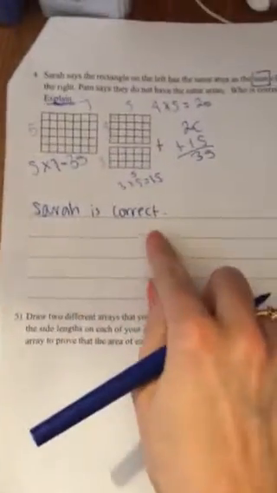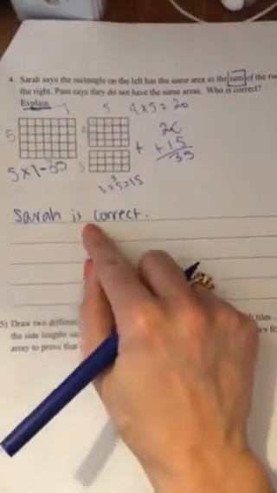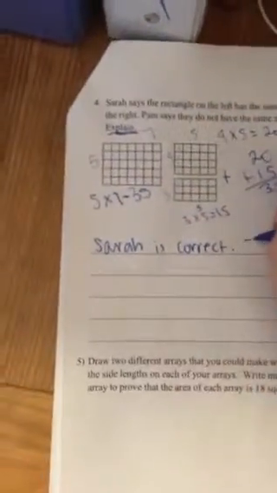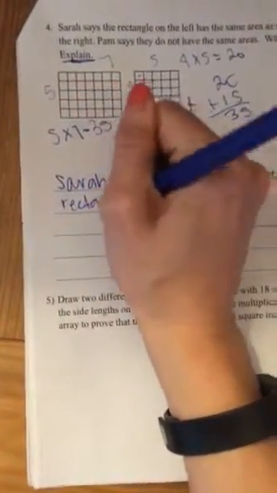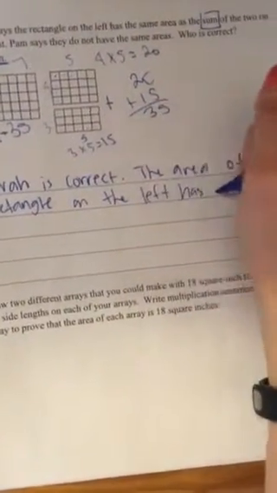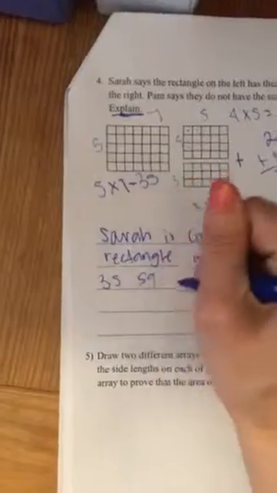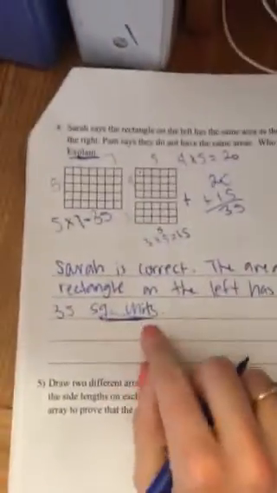But they cannot stop there because they need to explain what they have done. They cannot just say that Sarah is correct or that Pam is incorrect. They need to now be able to explain that the area of the rectangle on the left has an area of 35 square units. They must have this label.